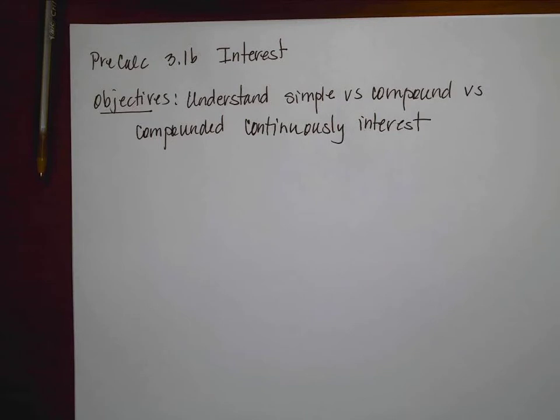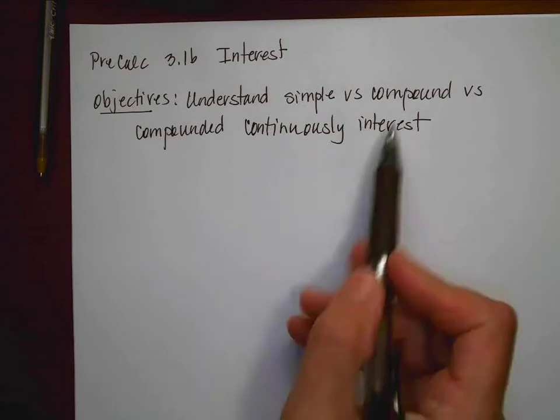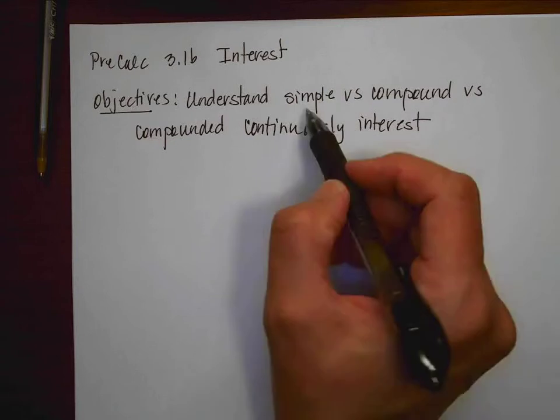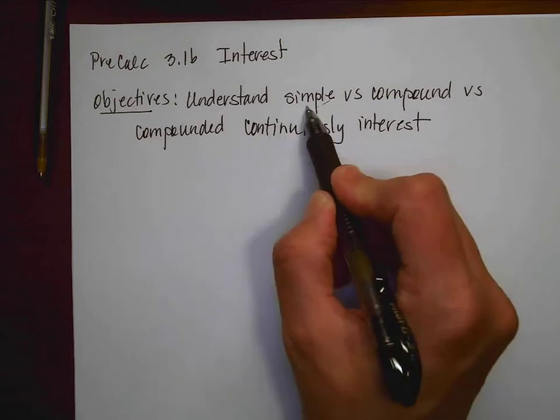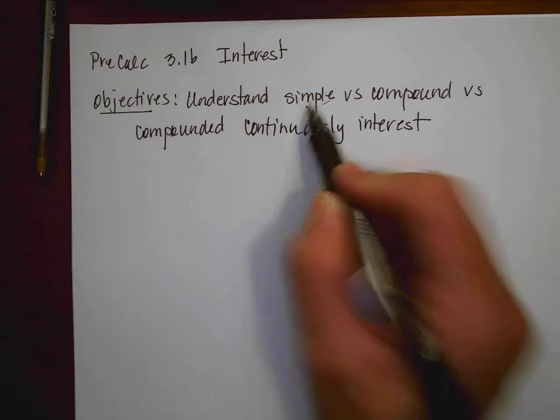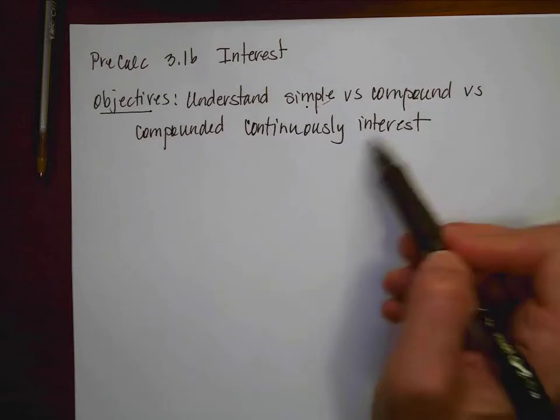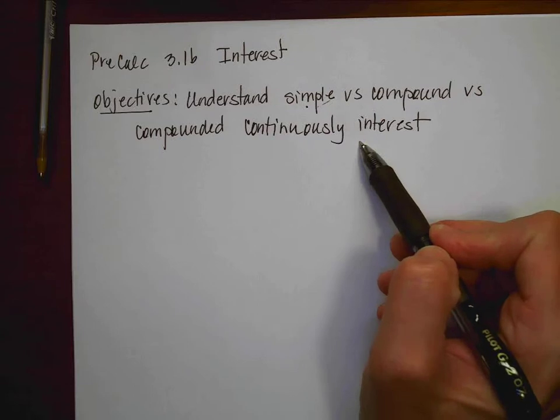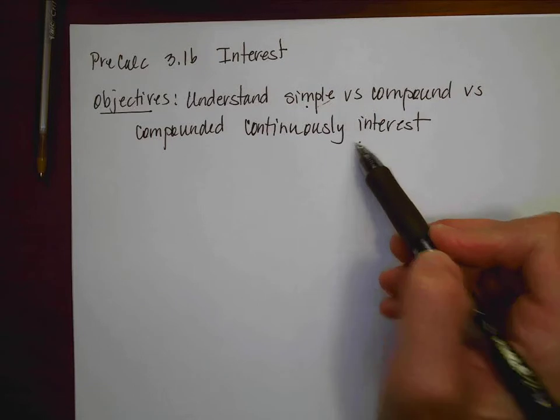We're going to be talking about interest. There are basically three different types of interest: simple interest, compound interest, and interest compounded continuously. So we're going to talk about and manage these three different types of interest. Simple interest is something that you're already expected to know, but we're going to review that. PreCalc covers compound interest and interest compounded continuously because it's an exponential function.